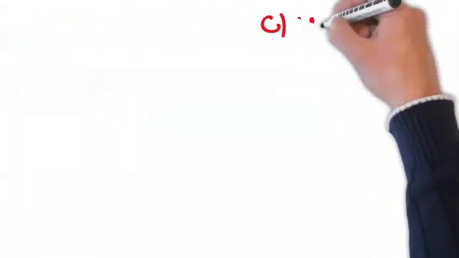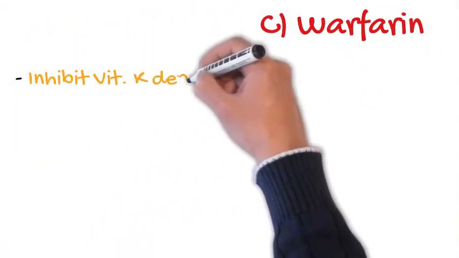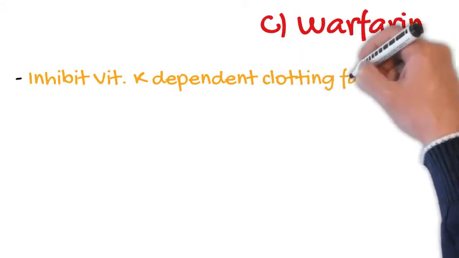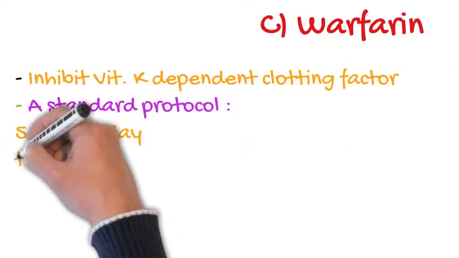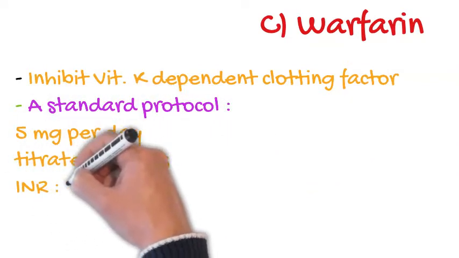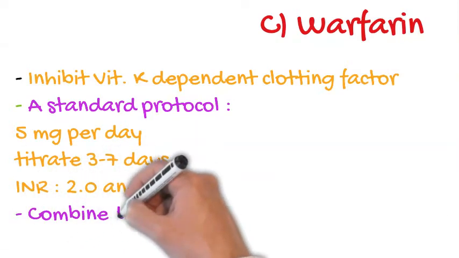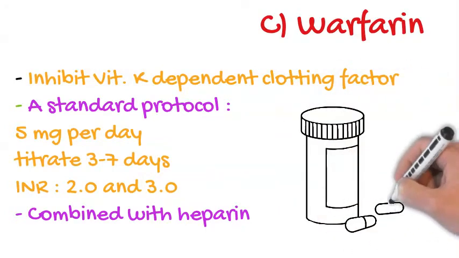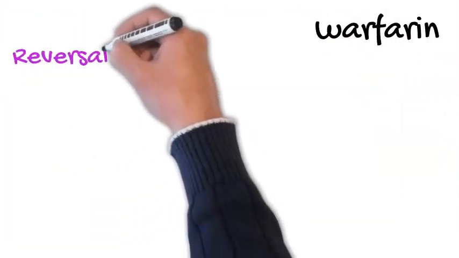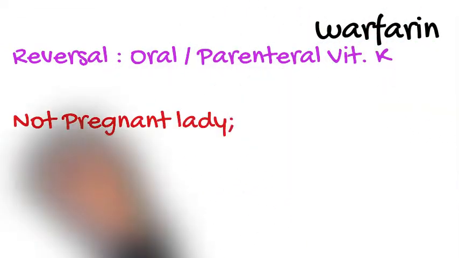C. Warfarin. It inhibits synthesis of vitamin K-dependent clotting factor that are synthesized in the liver. No effect in the circulation. A standard warfarin protocol includes starting treatment at 5 mg per day and titrating the dosage every 3 to 7 days to achieve INR between 2 and 3. Warfarin needs to be combined with heparin before it achieves its therapeutic effect. Reversal of warfarin is oral or parenteral vitamin K.